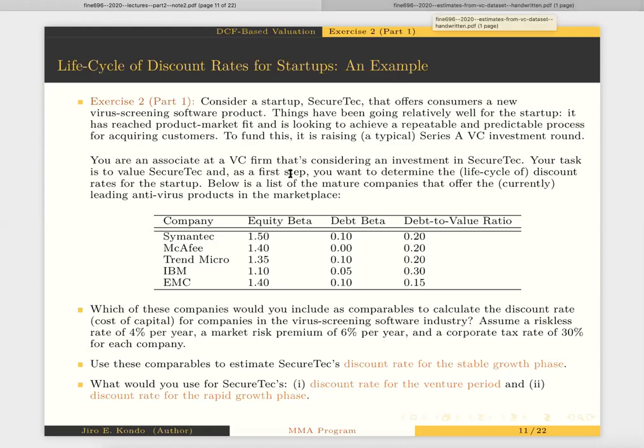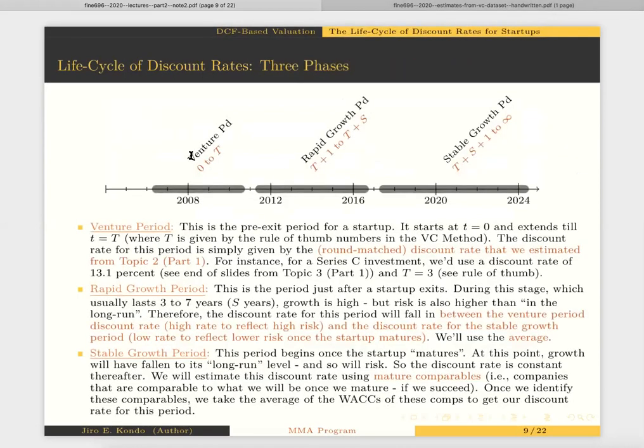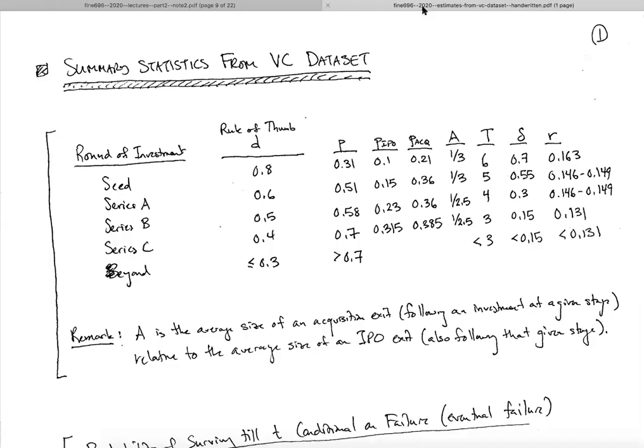So in this particular case, what discount rate would we use during the venture period? Since we think it's a typical Series A, that's a straightforward exercise. We just look at the historical data set on VC investments. And it says for a Series A, the discount rate is between 14.6 and 14.9%. We could just take the midpoint, so that would be 14.75%. And that would be our discount rate during the venture period. We could take 14.6, 14.9, 14.7, something in this range.